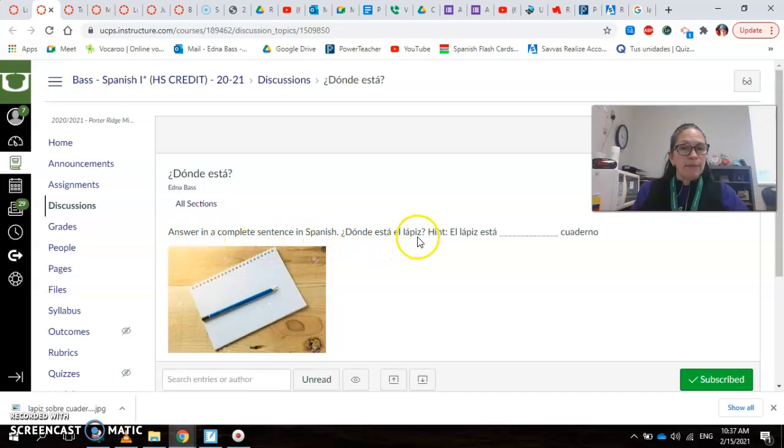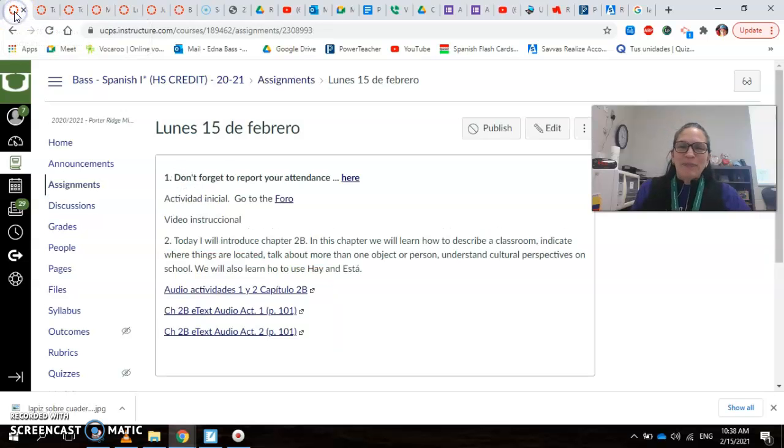¿Dónde está el lápiz? And I gave you a hint of how the structure should be. So, of course, here is going to go a way to say the location of the pencil. So you're going to look at the pencil, where is it? And then I give you the other word, so you'll be able to build a sentence. Hopefully, you'll be able to do it. Your video is going to be here.